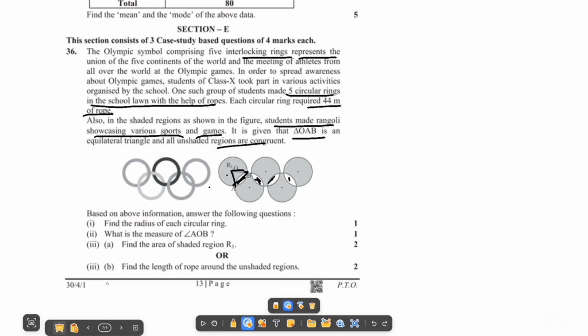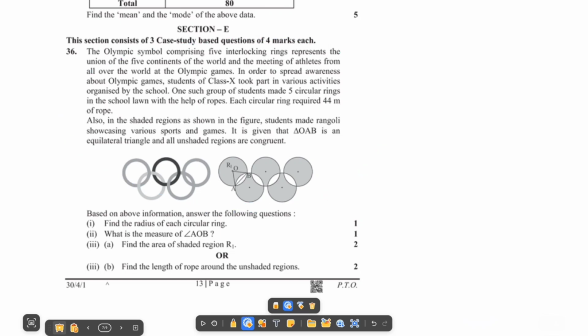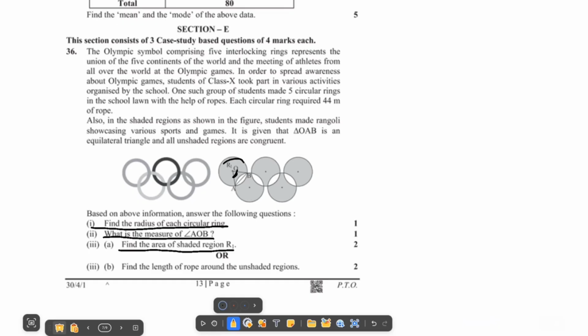So what do we have to find? First question: find the radius of each circular ring. What is the measure of angle AOB? Angle at O here. Find the area of shaded region R1, so this one, only this part. And find the length of rope around the unshaded regions.